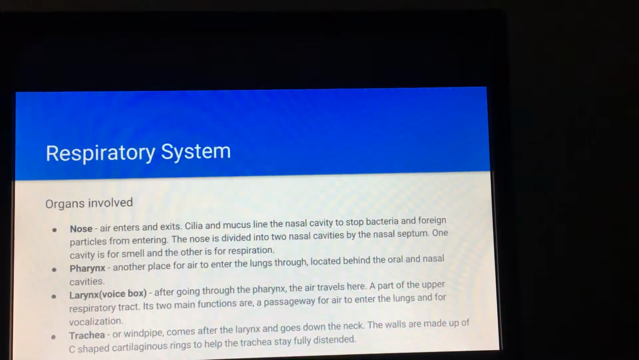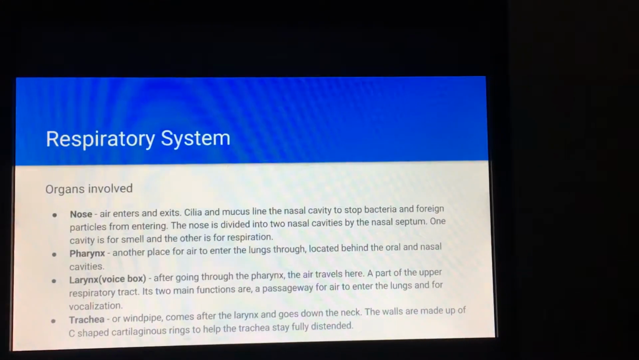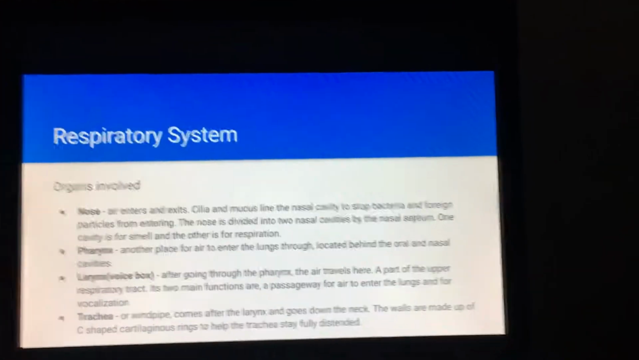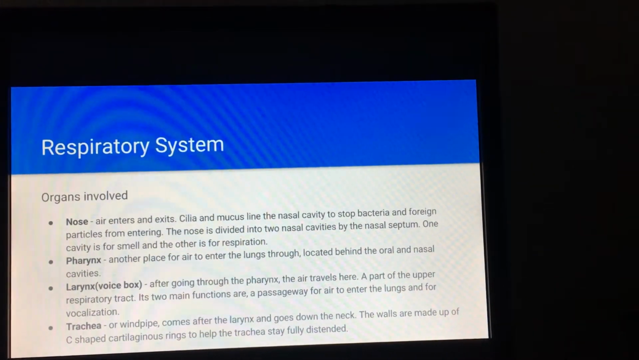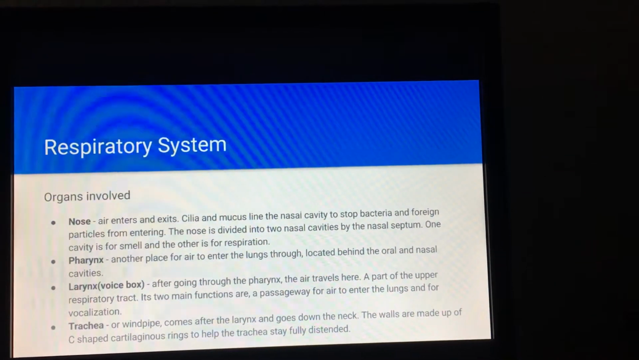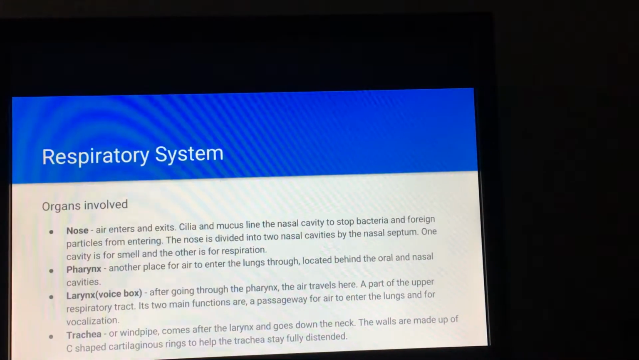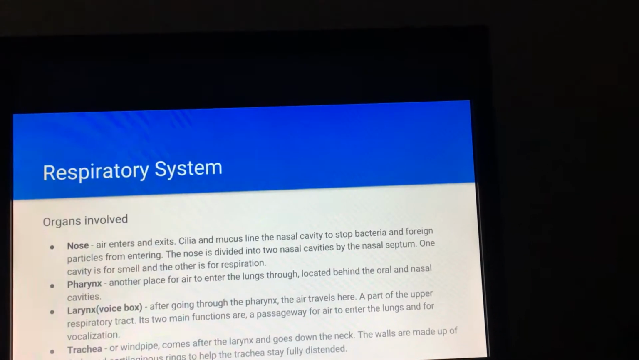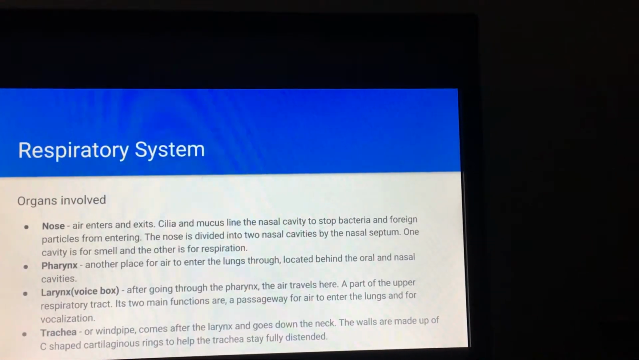The pharynx is another place for air to enter the lungs through, located behind the oral and nasal cavities. The larynx is the voice box, and after going through the pharynx, the air travels here. A part of the upper respiratory tract, its two main functions are a passageway for air to enter the lungs and for vocalization.